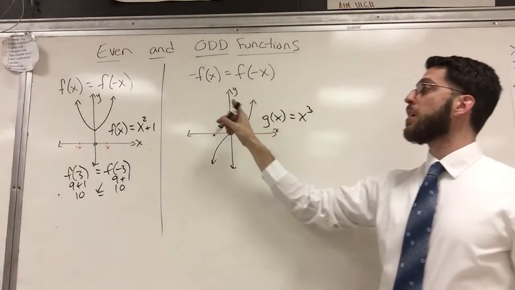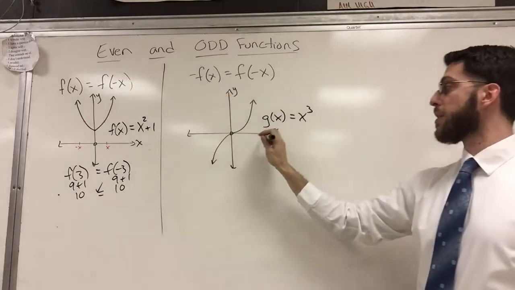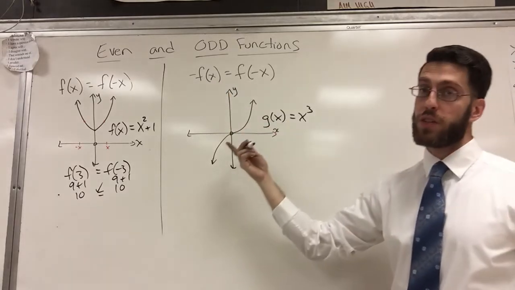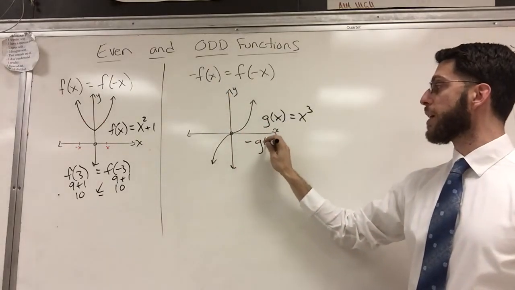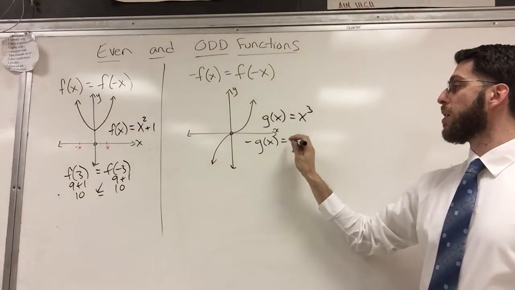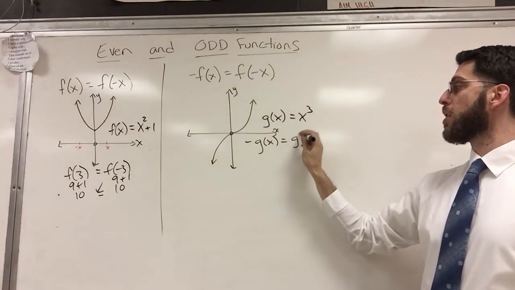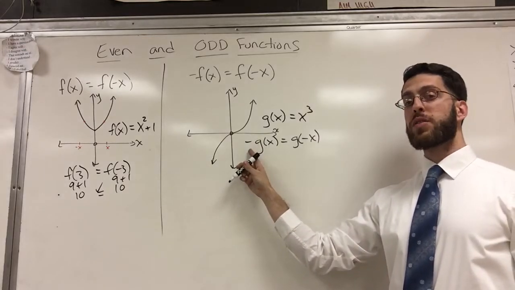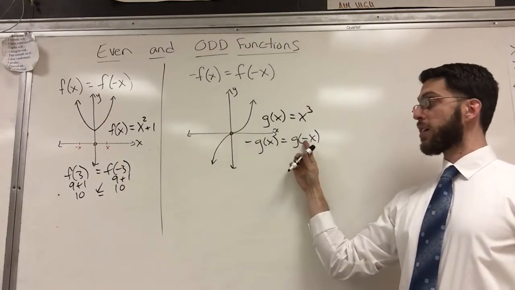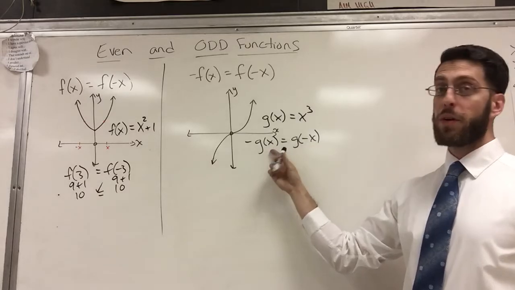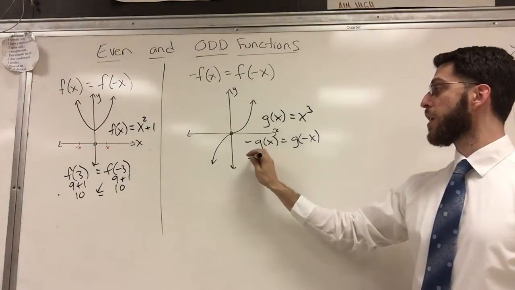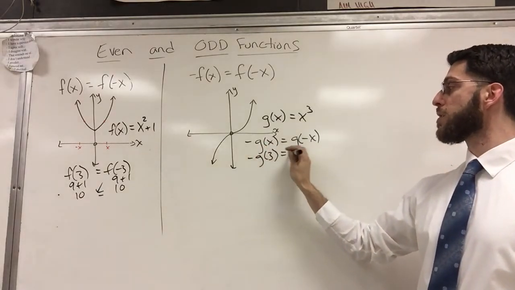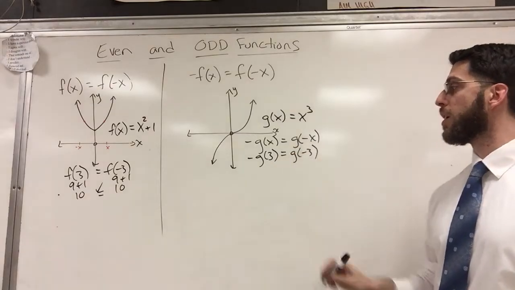So this time, negative f of x, or in this case, maybe I should say g, negative g of x would have to equal g of negative x, okay? So negative on the outside would have to give you the same answer as negative on the inside. But I'm going to pick my favorite number, so I'm sticking with 3. So negative g of 3 has to be the same as g of negative 3.